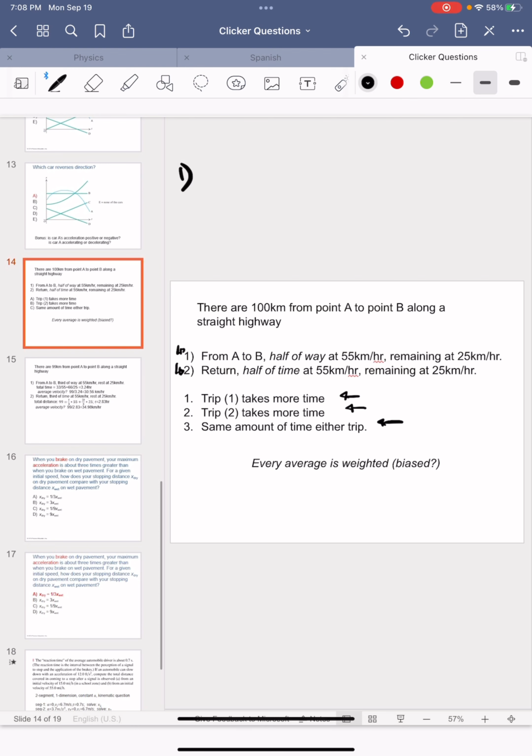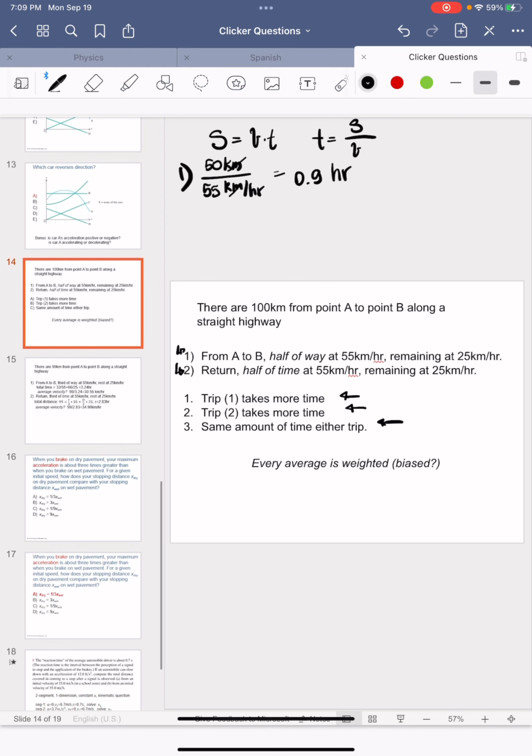We know that distance equals velocity times time. So if we want to find time, we need to divide distance by velocity. So we know that the object moved 50 kilometers, right, halfway, and we need to divide it by 55 kilometers per hour. Let me divide it. So we get 0.9 hours since kilometers cancels out.